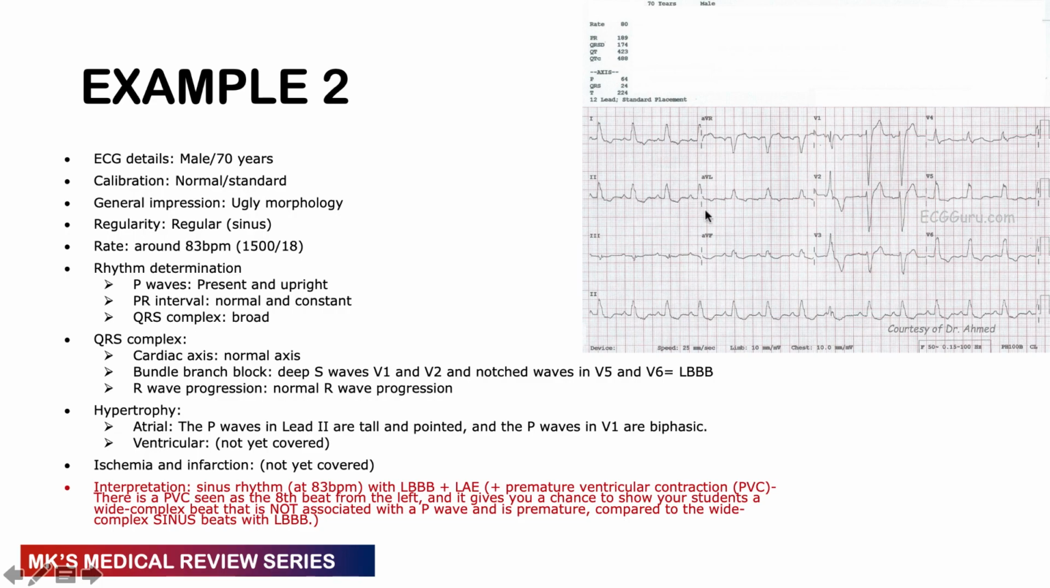Lead 1 is facing upwards, lead AVF is facing upwards, lead 2 is facing upwards, so most likely that's a normal axis. We look for any presence of bundle branch blocks. We look at V1 and V2. As you can see, there are deep S waves in V1 and V2. We look at V5 and V6. We can see some notching in V5 and some notching in V6. That's usually a feature of left bundle branch block. Though remember that in left bundle branch block, you do expect some sort of axis deviation. So it means that there may be another problem in this particular patient.